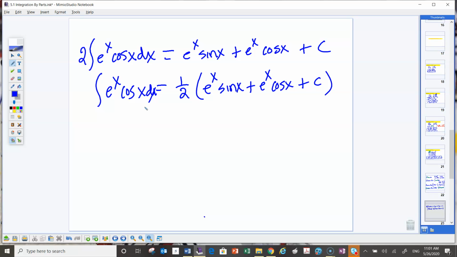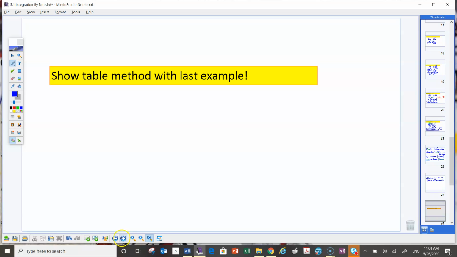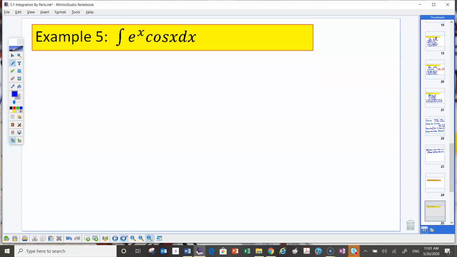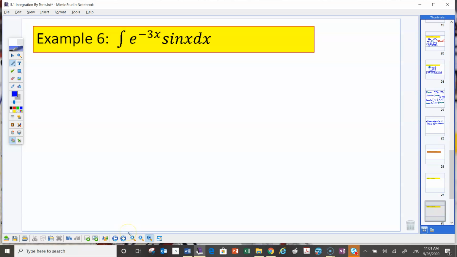So again, you can try this one here. Not that one, sorry, this one here. Let's look at the integral of e to the negative 3x sine x dx. To do this one gets a little bit messy again, but this is one of those questions where you're going to have to try to get something in your answer that is similar to your original question.